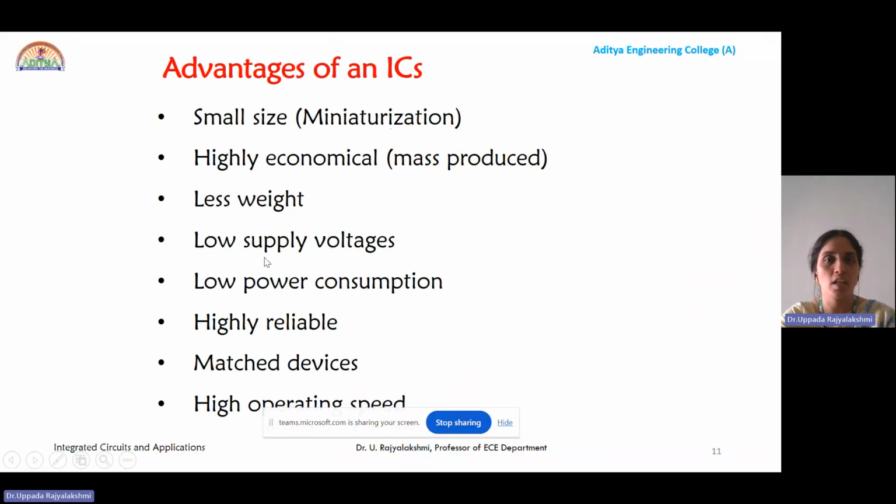IC is very less, and it works with low power supply voltages, like in the range of plus or minus 15 volts, because an IC needs both positive as well as negative power supplies. Most ICs need positive as well as negative power supplies. Similarly, the power consumption is also very low, and it's highly reliable until and unless we damage it. It has high compatibility to match with the other elements. Similarly, the operating speed of this IC is also very high.